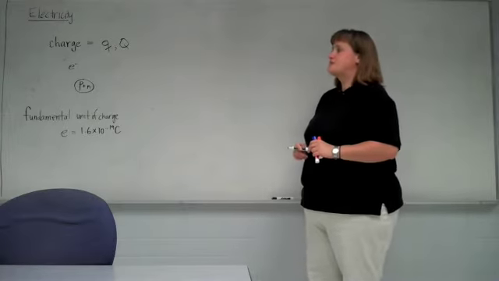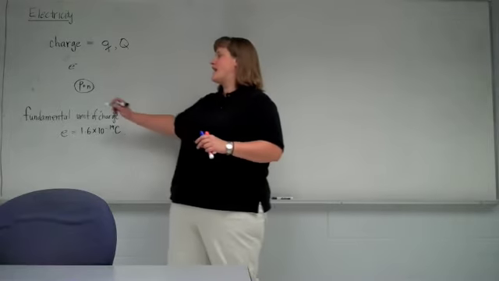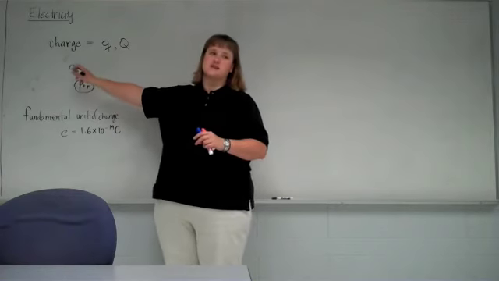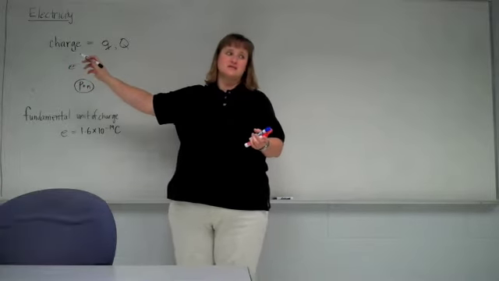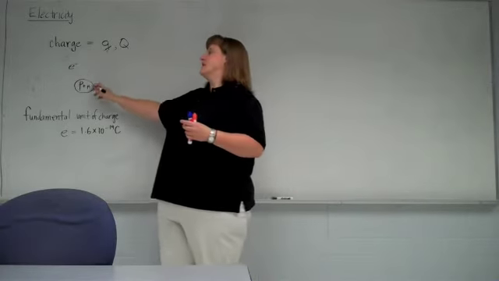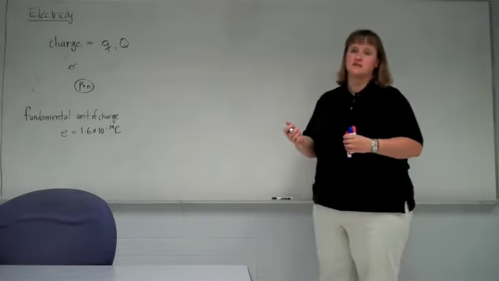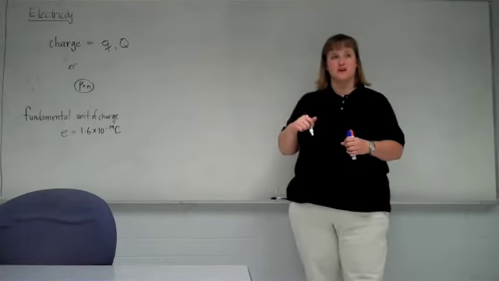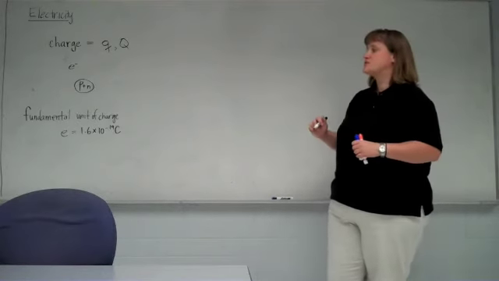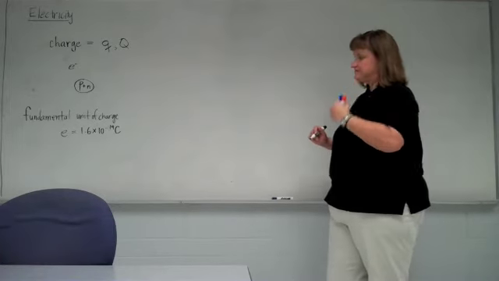So if we say an object is positively charged, that means it has more protons than it does electrons. It doesn't mean it doesn't have any electrons. It can have electrons. If it's positively charged, it just means that there's more protons than electrons. If it's negatively charged, it has more electrons than protons. If it's neutral, it has equal amounts of electrons and protons.